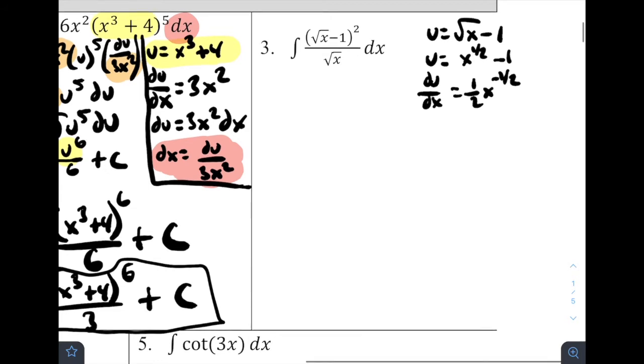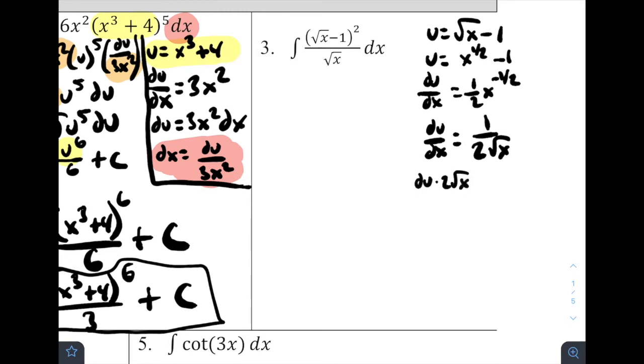So that's going to be that du/dx is equal to 1 over 2 x to the 1/2, or the square root of x. And then if we want to multiply the dx to the other side, we could say that du times 2 root x is equal to 1 times dx. So that's going to be what dx is equal to. So again, what we're going to do here is substitute in.